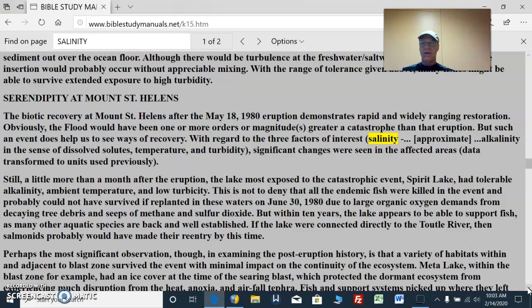Still, a little more than a month after the eruption, the lake most exposed to the catastrophic event, Spirit Lake, had tolerable alkalinity, ambient temperature, and low turbidity. This is not to deny that all the endemic fish were killed in the event and probably could not have survived if replanted in these waters on June 30th, 1980, due to large organic oxygen demands from decaying tree debris and seeps of methane and sulfur dioxide. But within 10 years, the lake appears to be able to support fish, as many other aquatic species are back and well established. If the lake were connected directly to the Toutle River, then salmonids probably would have made their re-entry by this time.